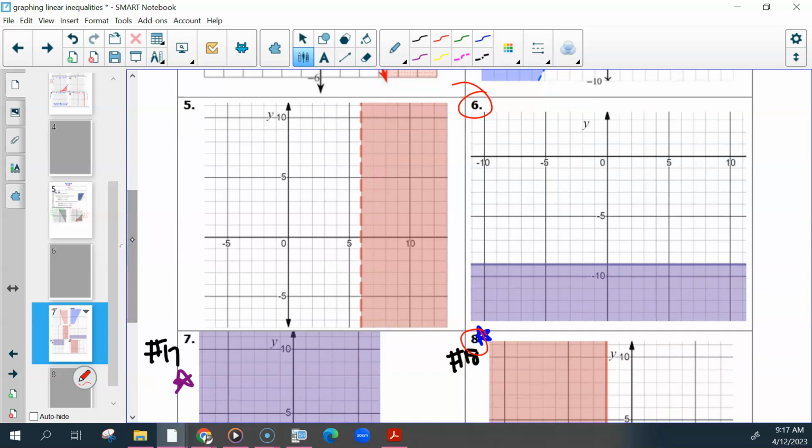So for 6, we have to know what type of line is given. It's a horizontal, so that has to be a y. If you want to write your y on the side, you can. It's a solid line, so it has to be less than or equal to, or greater than or equal to. And the value is at -9.